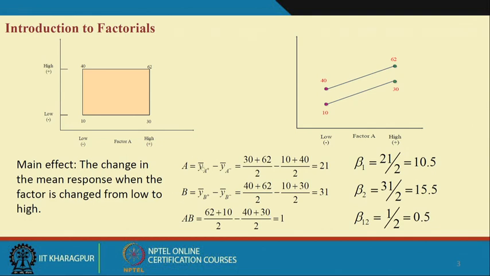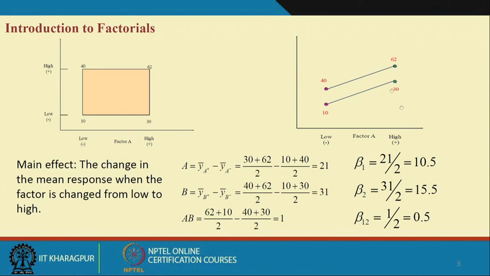Okay. So, the values 21 and 31 for A and B, and 1 for AB, these are the effect values. A and B are the main effects, AB is the interaction effect. If you see the values, you find that the A and B values are quite high, but the AB interaction is very low. So, it can be neglected, but later on we will see how to do the significance test of all those effects, so that some of the effects will be neglected for further consideration.